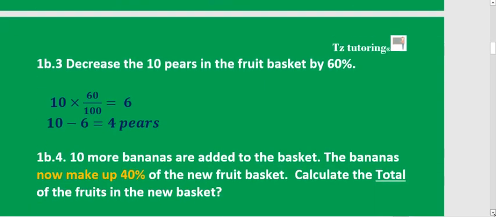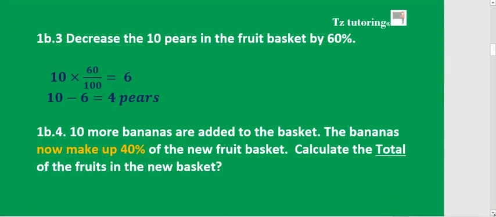The next one is very similar to the previous question, but here instead of increasing, we are decreasing. To decrease means to take away or to subtract. So we want to take away 60% of the 10 pears. The first thing you would do is calculate 60%. We know 60% would be 60 over 100 multiplied by the 10 pears.